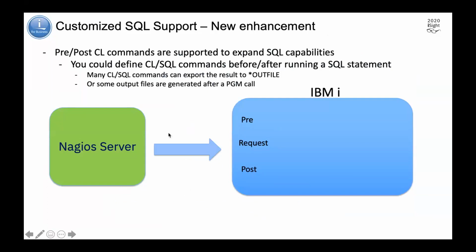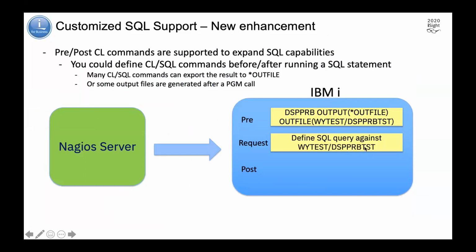So quick example. In a pre-example, I want to look at the display problem log. Well, there's no SQL interface for that today, but I can do a display problem and I can output that to an output queue file. I can then leverage a little bit of SQL to query that problem file and pull out the specific pieces of information I want. And then, of course, just like Mom always said, go clean up after yourself when you're done. We can clean up that output queue file and make things go away.